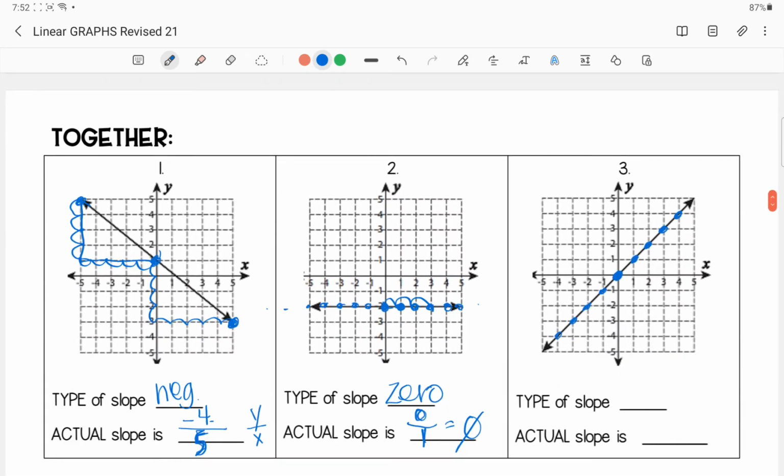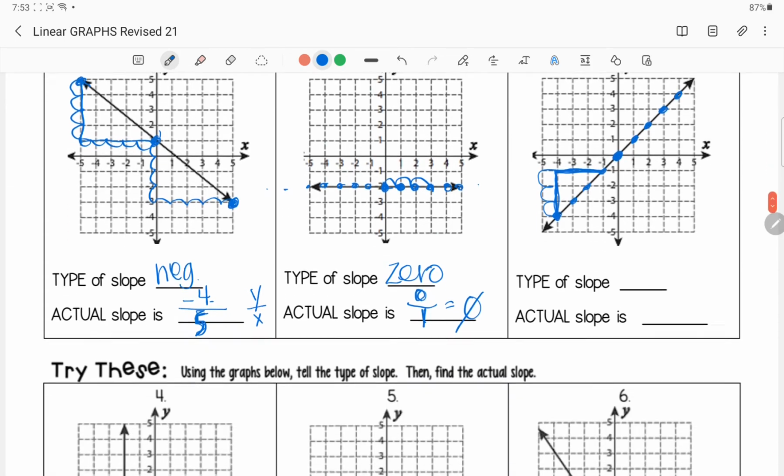On this one, again, it says connect any 2 points starting from your farthest left point. So I'm going to start right here, and I'm going to connect from here. And it does not matter. I'm going to connect from here to here. So now I figure out how many I'm going up, which is 1, 2, 3. In this case, I went up 3.